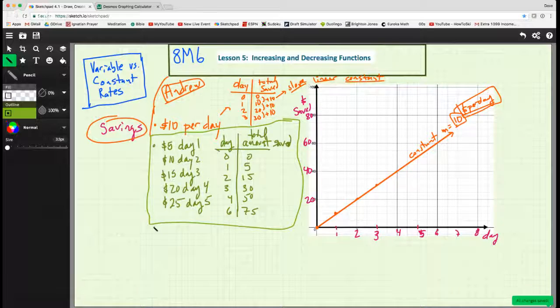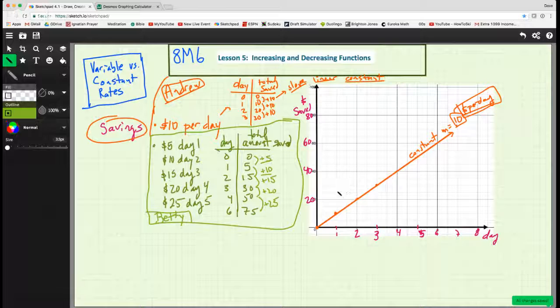Now let's look here at, who is this? This is B. We need a B name. Okay, how about Betty? Betty saves at a variable rate. The first day she saves 5. So this is going to be plus 5 on day 1. But on day 2 she adds $10. So now she's up to 15. And on day 3 she adds 15. So now she's up to 30. So we can see that she's saving at a rate that's not constant. And we can see that because we add 5 and 10 and 15.